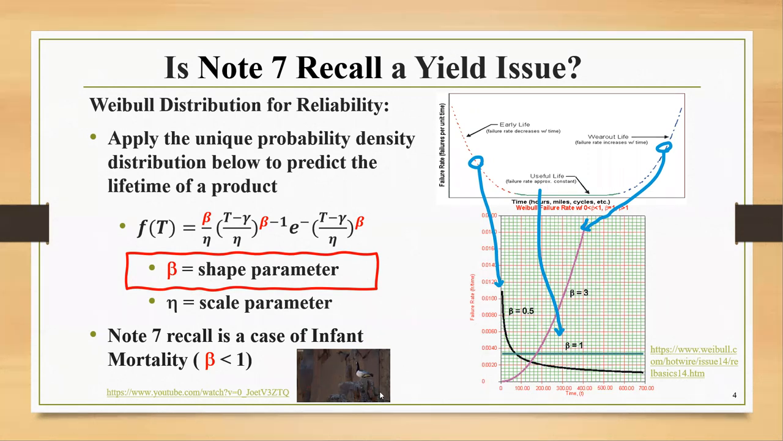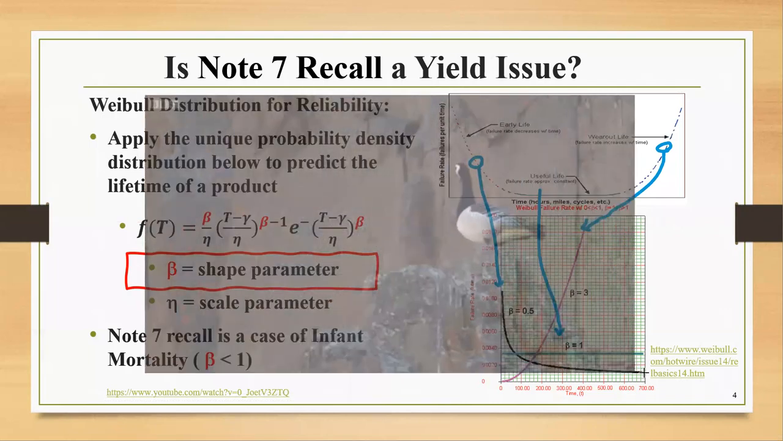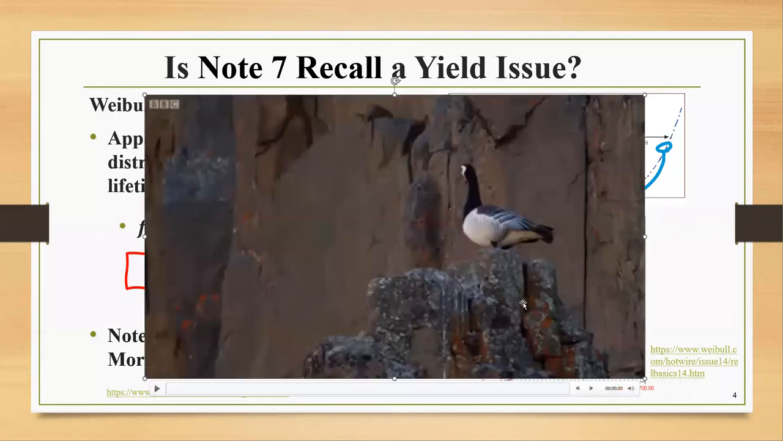And I want to give you an interesting icebreaker on nature, that nature has one of the most famous infant mortality curves, which is the barnacle geese. This goose mommy has a goose baby, and in a few days, she will force the baby to do something crazy. Let's look at it.